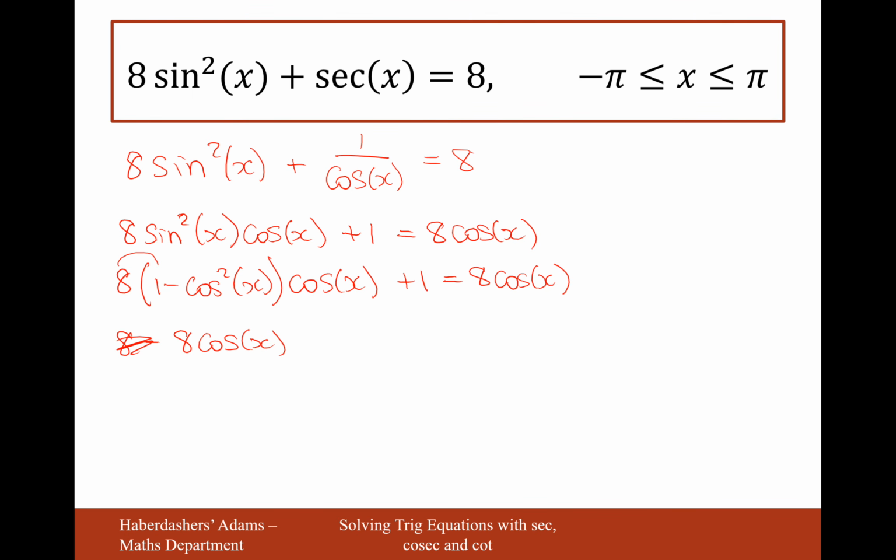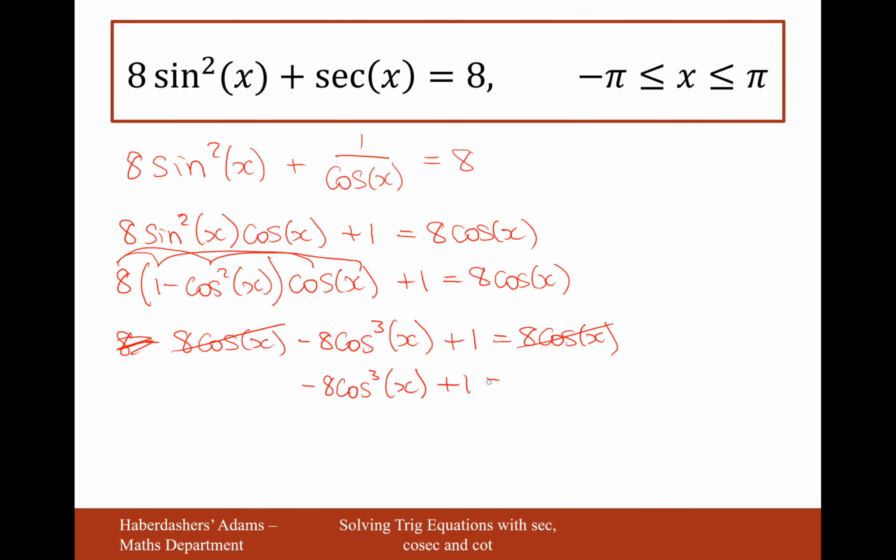It would be the 8 expanded with the 1, but then expand it with the cos at the back, and then 8 expanded with the minus cos squared and expanded with the cos as well. So that would be minus 8 cos cubed x. Then add the 1, and then it would be equals 8 cos x. Then I can cancel out the 8 cos x from both sides, because I just take away 8 cos x from both sides. So that will leave me with minus 8 cos cubed x plus 1 equals 0.